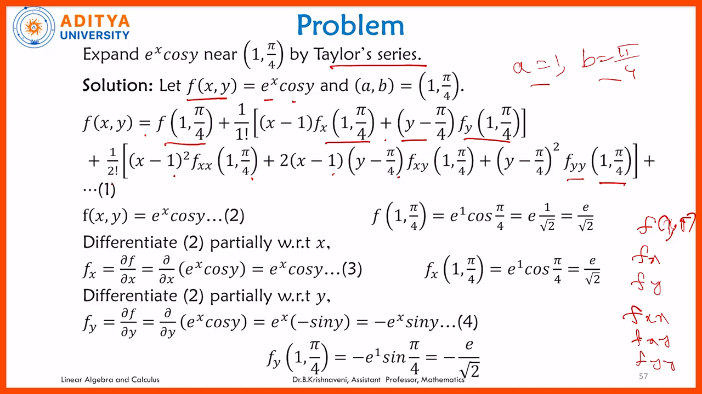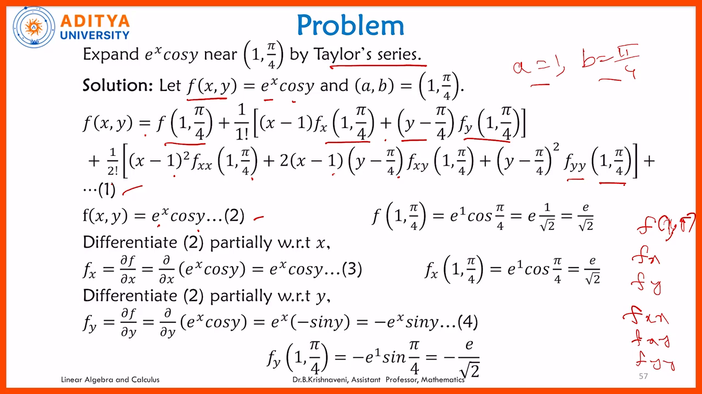So now take our given function f(x,y) equals e power x into cos y. Here the series we represent with equation number 1 and the given f(x,y) with equation number 2. Find f(1, pi by 4), that is, substitute here x equals 1, y equals pi by 4.